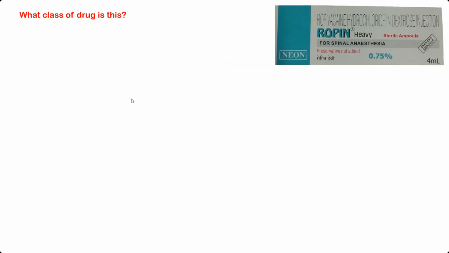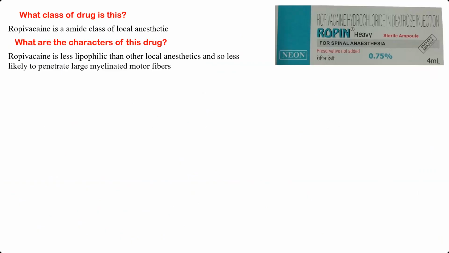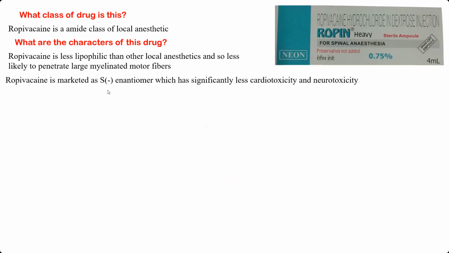What is this class of drug? Amide or ester? Amide group, sir. Very good. So it's an amide class of local anesthetic. What are the characteristics of the drug? Already we have seen 2 characteristics. It has less lipophilic attraction, so less penetration of large myelinated motor fibers, and it is marketed as an S enantiomer which has less cardiotoxicity and neurotoxicity.